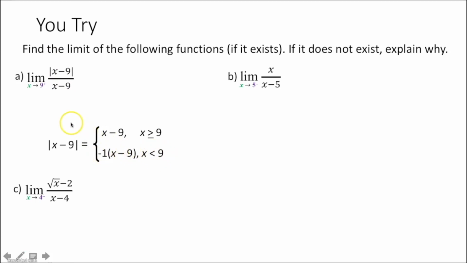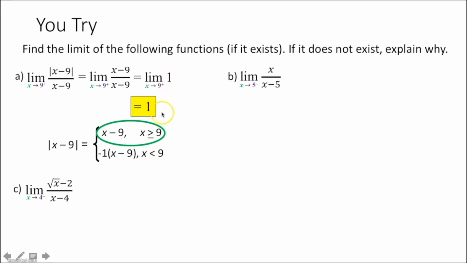So are we approaching 9 from the left or the right? We're approaching it from the right. Those are numbers greater than 9, so we're going to use this particular function. So we substitute that in to this function up here. Now we can see those cancel out, and we just get the limit as x approaches 9 from the right of 1. And anytime you take the limit of a constant, it's just equal to that constant.